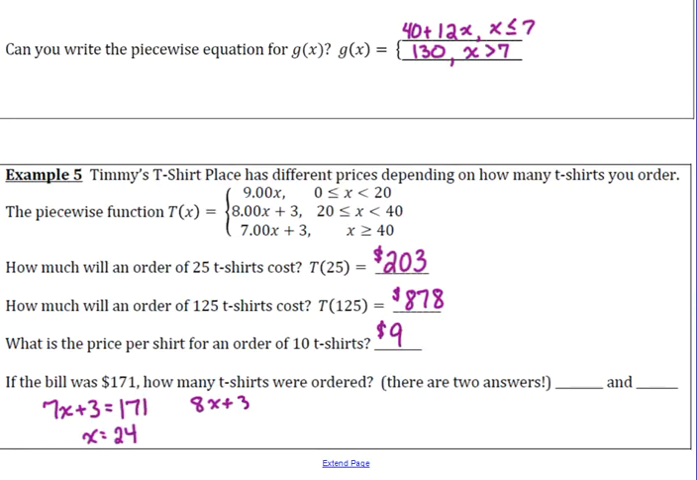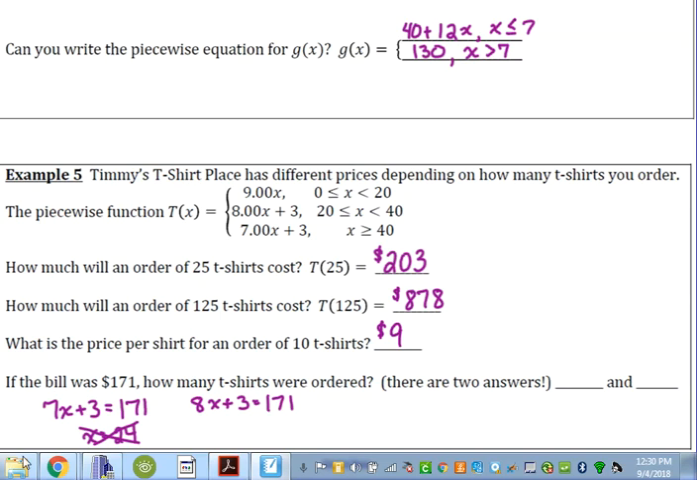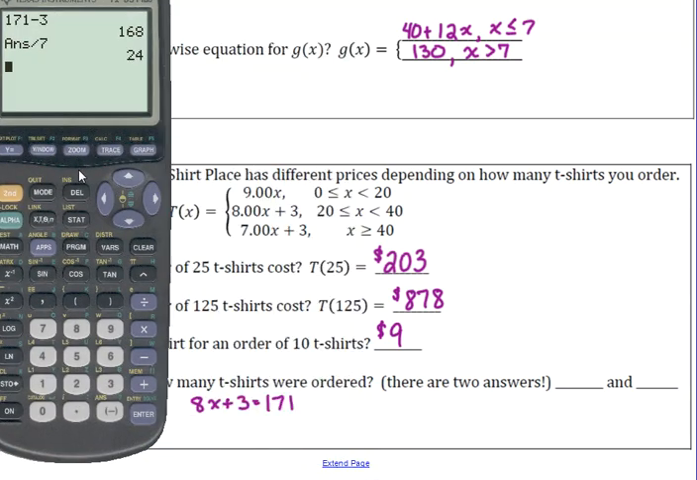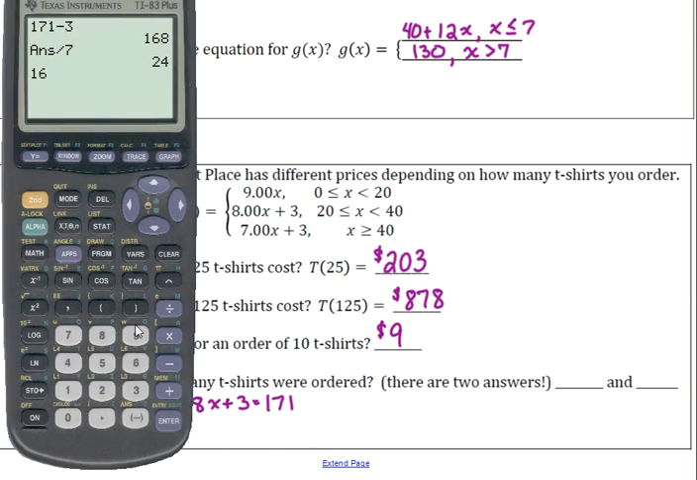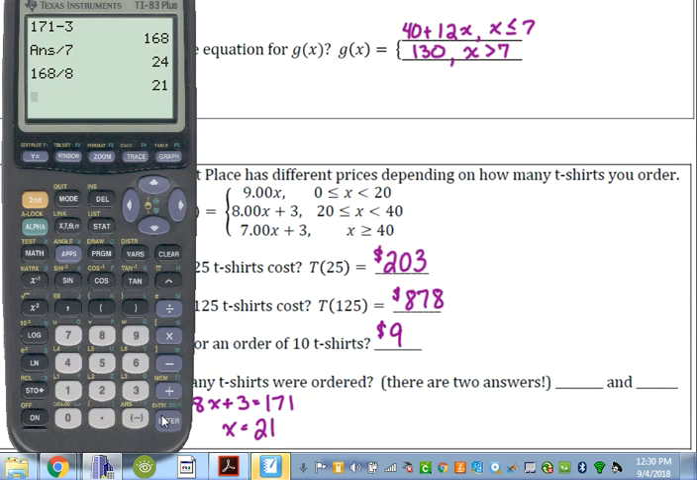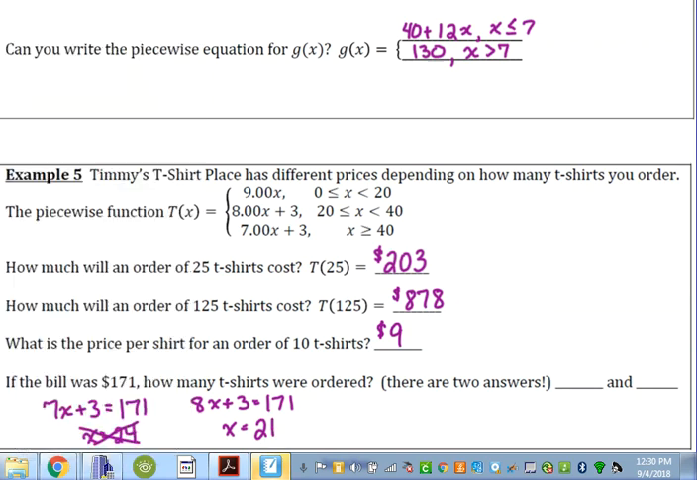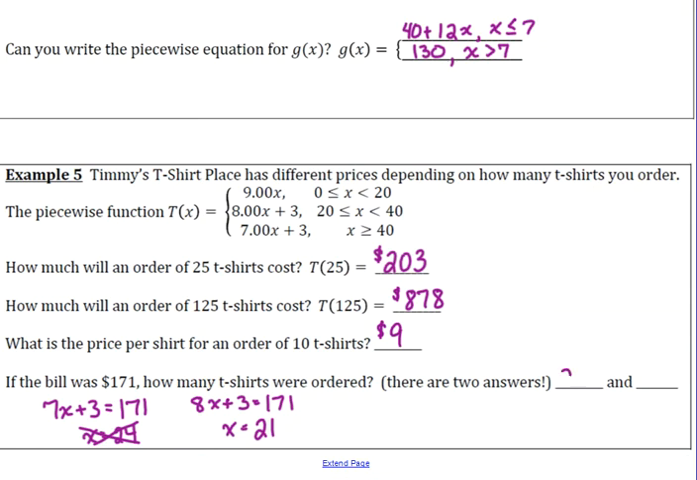8x plus 3, I'm just going to mark it out. Okay, 8x plus 3 equals 171. Same process, subtract 3, divide by 8. So 168 divided by 8 is 21. Okay, does 21 fit on our range there? Yes, 21 is between 20 and 40. So we could have ordered 21 shirts.